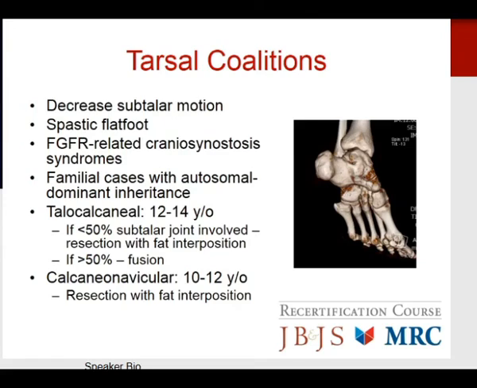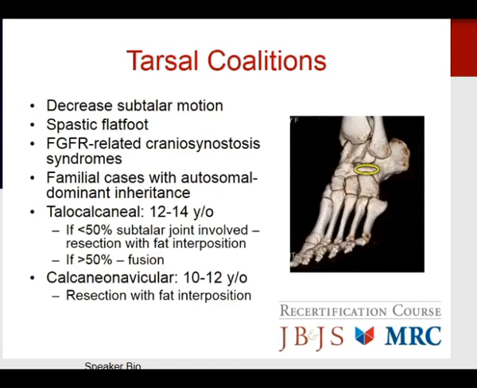Talocalcaneal coalitions are treated with resection and fat interposition if less than 50% of the joint is involved, or with fusion if greater than 50% of the joint is involved. Calcaneonavicular coalitions are treated with resection and fat interposition. This is an example of a talocalcaneal coalition on a 3D reconstruction, as well as a calcaneonavicular.